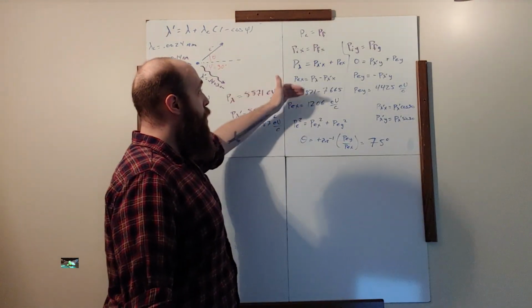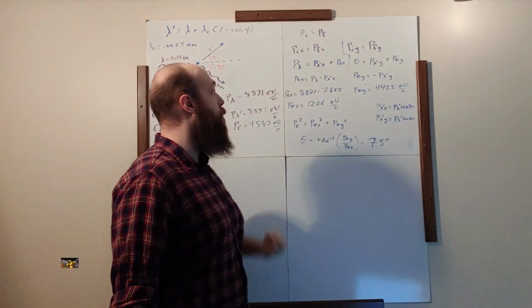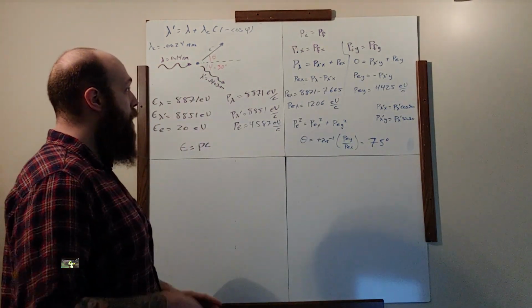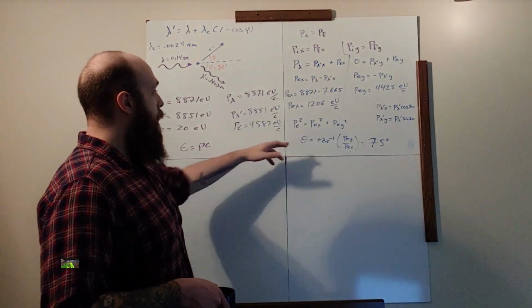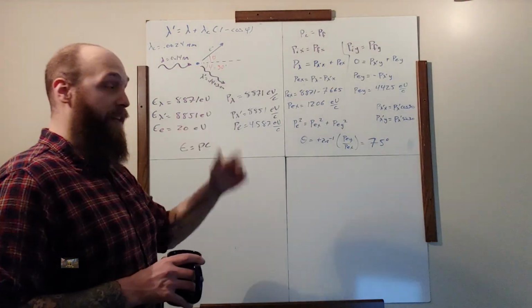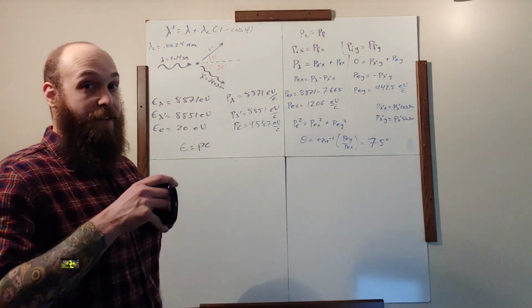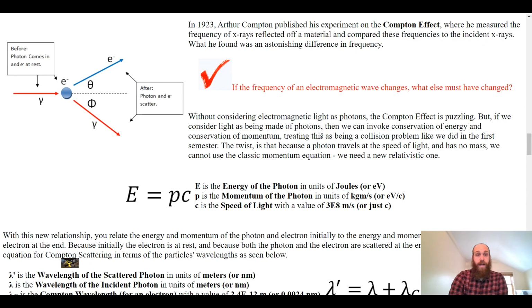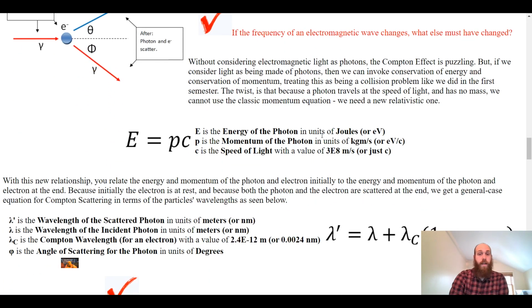And so then you just work through this algebra to get down to the two components for the electron's momentum, use a little Pythagoras, and then find that angle using arctan. And it's just going to be that same process every time. So that's a Compton problem. So that's the Compton effect, or Compton scattering.